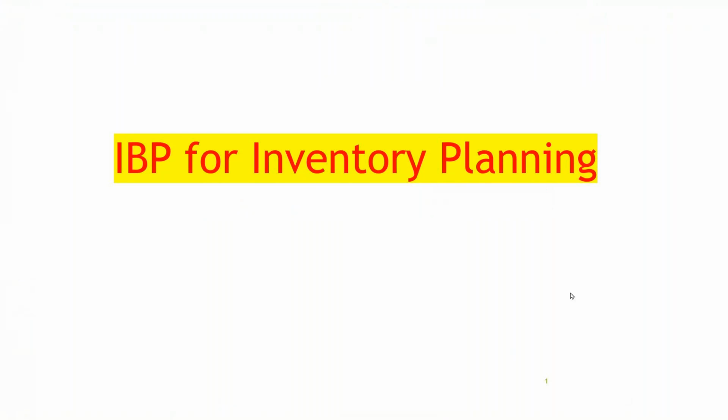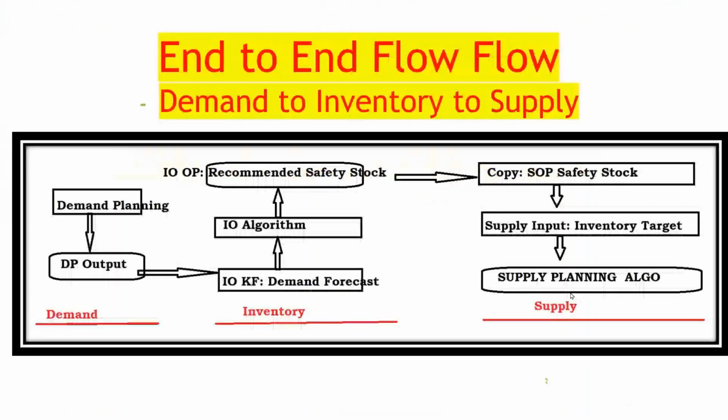Today we'll take up the topic. This is the start of inventory planning for IBP. Till now, what we have seen is the demand planning side. Logically, you can just understand whatever is the output of the demand will become the input for the inventory here, and whatever the output that is coming up from inventory will become the input for the supply.